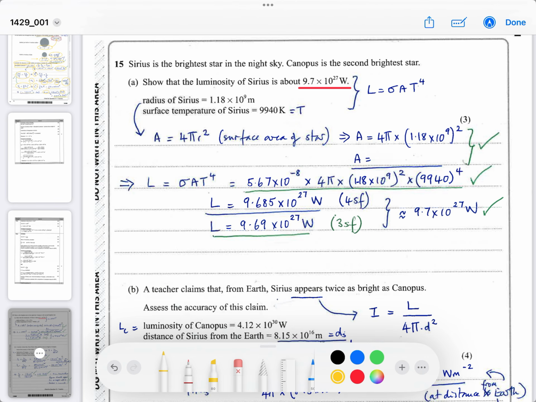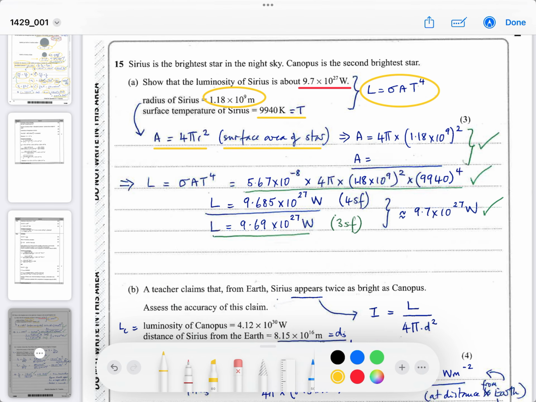Now the equation we're going to use is this equation. It's on the list of equations. So luminosity is the constant times the surface area of the star multiplied by the temperature in Kelvin to the power of 4. Well, they've given us the temperature, and they've given us the radius. So from the radius, you can determine the area, which is the surface area of the star.